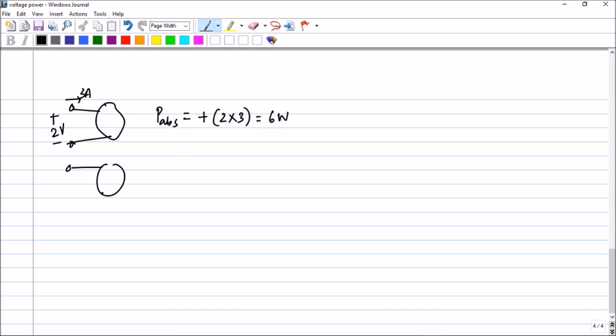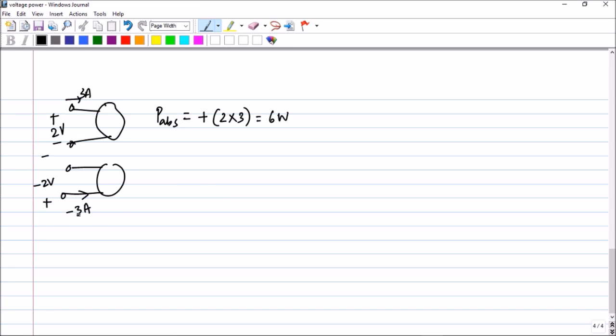Next case is given to be plus minus minus 2 volt, and the current is given to be minus 3 amperes. Oh, sorry, it's not plus minus here. I'll just correct it. I'm sorry. It is plus minus here.